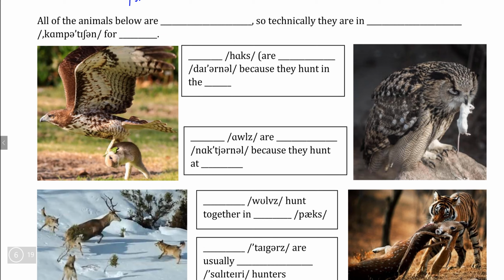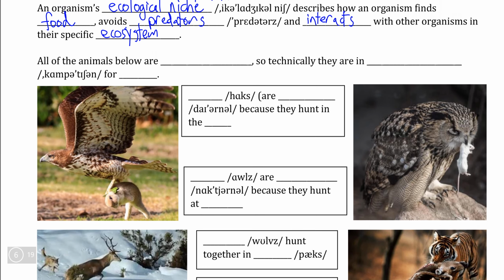Now here, if we take a look at all of the animals below, we can see a hawk in this picture, an owl in this picture, a pack of wolves, and I believe this is a Siberian tiger. So we can see that all of these are examples of predators, and a predator is a technical ecological niche. So all of these predators are adapted for finding, hunting, and killing other organisms that they do to survive.